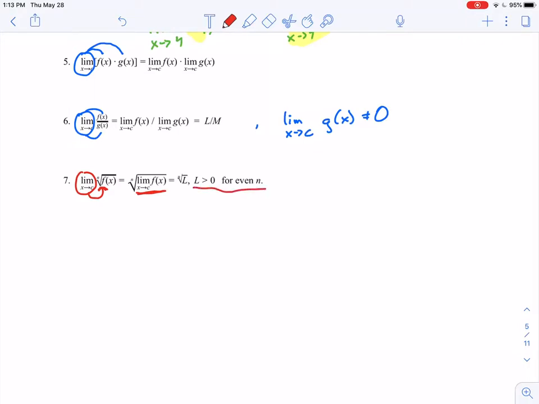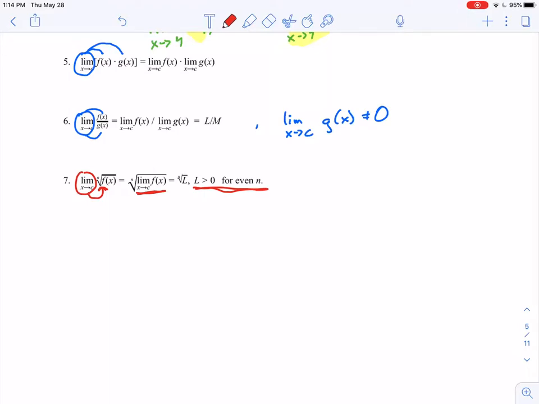This part right here says, if you have an even n, so if I have a square root or a fourth root or a sixth root, this really only applies for positive numbers. That's just so that we only end up dealing with real numbers. We don't want to have to worry about imaginary or complex numbers in this class, so we're not going to worry about those. This also applies for powers of x as well.